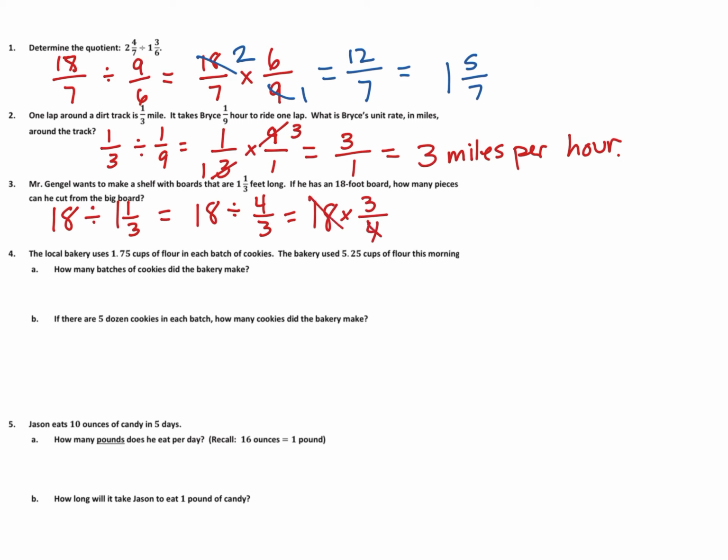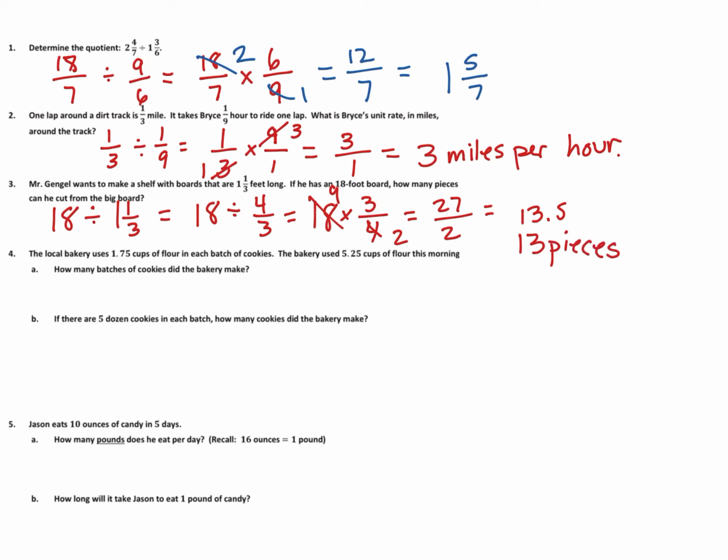And then we're going to flip it to multiply. 18 and 4 have a common factor of 2. 3 times 9 is 27. 27 divided by 2 is 13.5, but he can't make a half of a piece, so 13 pieces.